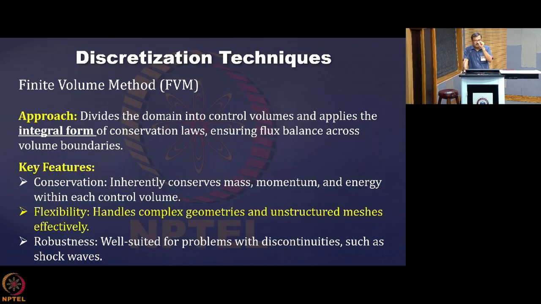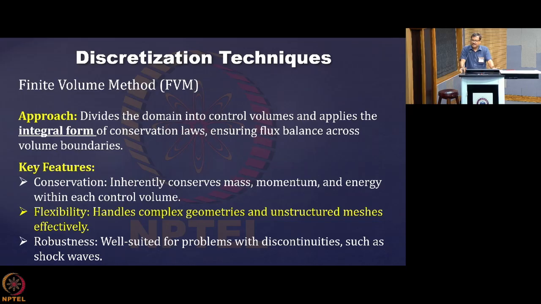That integral form of conservation laws ensures the flux balances across the volume boundaries. So there the whole zone is divided into control volumes, and what you are doing is balancing the flux across the volume boundaries. Okay, so that balance is giving you this method, the finite volume method. The features of that: it inherently conserves mass, momentum, and energy. Why? Because you have already made a flux balance across the boundary. So it is inherently inbuilt in this method, conservation of mass, momentum, and energy across each control volume.